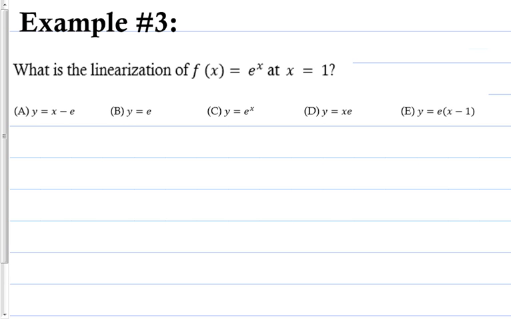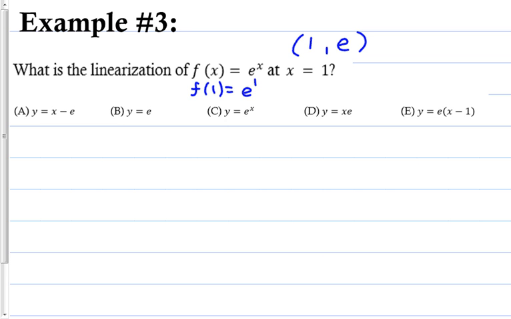Example 3. What is the linearization of f of x equals e to the x at x equals 1? Okay, so linearization, again, I need a tangent line. I need a point and a slope. So my point so far is 1 something. If I want to find y, I have to plug it into the original equation. So f of 1 equals e to the 1. So y is e. There's my point.